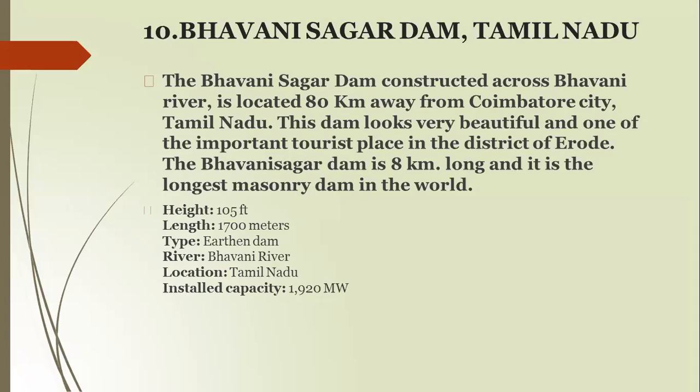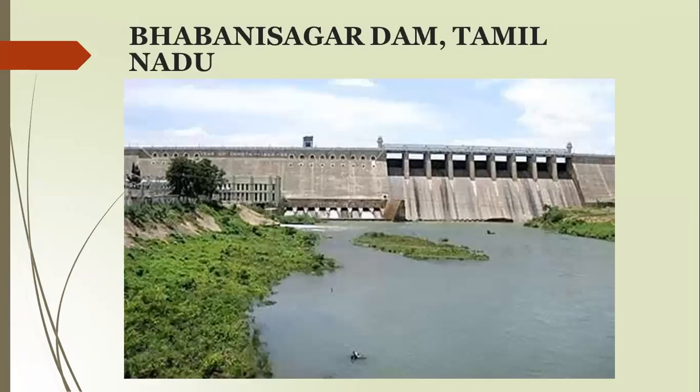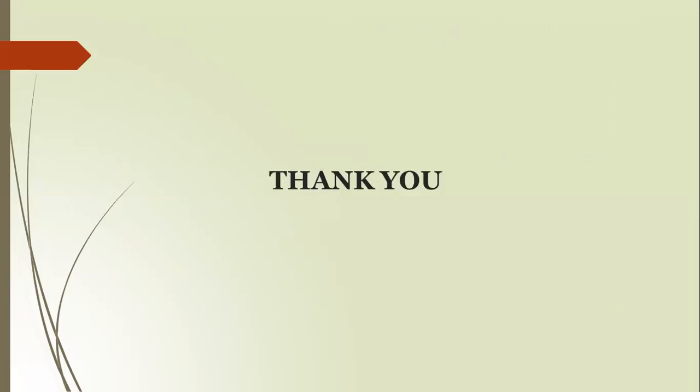Then Bhavani Sagar Dam from Tamil Nadu. It also has length of 1.7 kilometer, height of 105 feet, and a huge capacity of 1920 megawatt. So this was about the various dams from India, major dams from India.